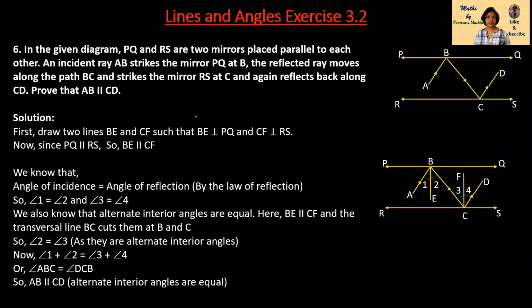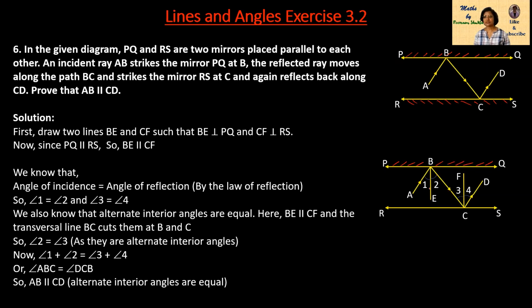Now we will go for question number 6. In question number 6, it's given in the given diagram, PQ and RS are two mirrors placed parallel to each other. So here we can see this is PQ and this is RS. So here these are the mirrors. So I can draw some lines just to show that these are the mirrors for no confusion.